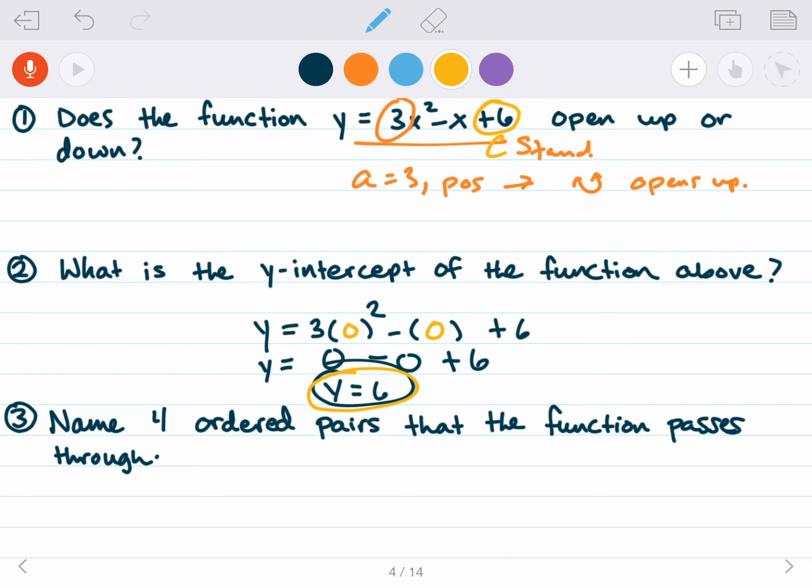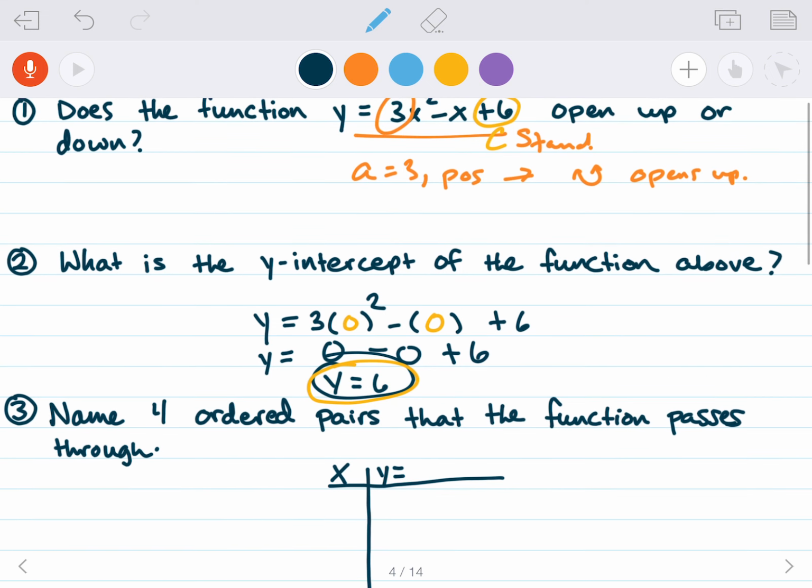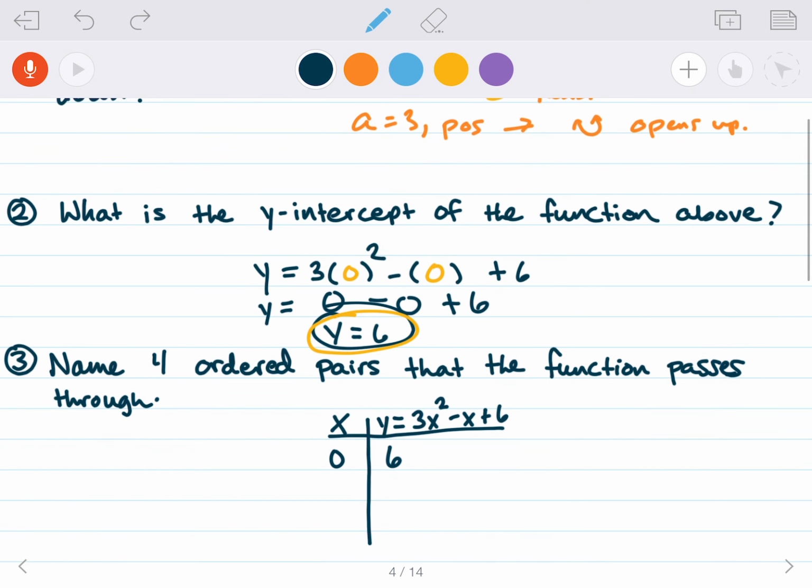All right, so name 4 ordered pairs that the function passes through. So again, I can go on Desmos. I can also just do this by hand. My function y is 3x squared minus x plus 6, and I just found one of them. When x is 0, I found out that y was 6, as seen right here. I could make up some other points too.